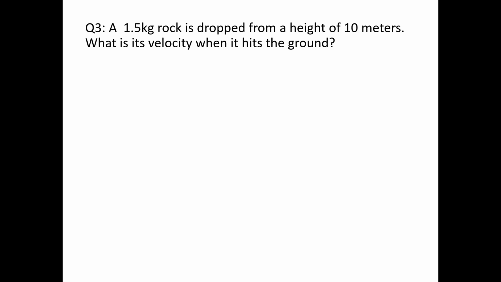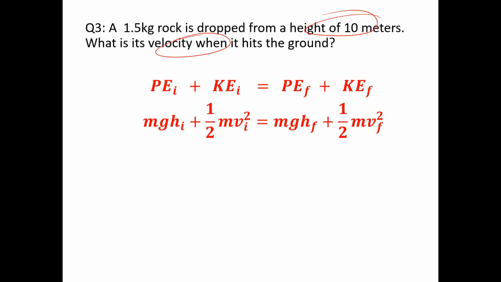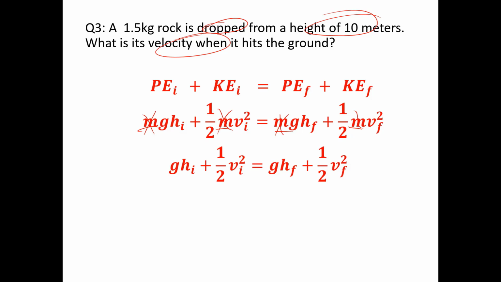You have a rock dropped from a height of 10 meters. What's its velocity? Okay, so it doesn't ask me or give me kinetic or potential energy, so I'm going to break this down completely. And then we're going to figure out what we can cancel out. But first of all, since we're breaking it down completely, we don't need mass. Even if you had mass, that's fine, keep it. If not, don't worry about it. Because when we divide everything out by mass, mass cancels out, so we get this equation.